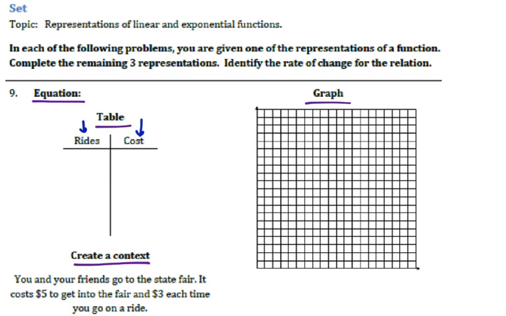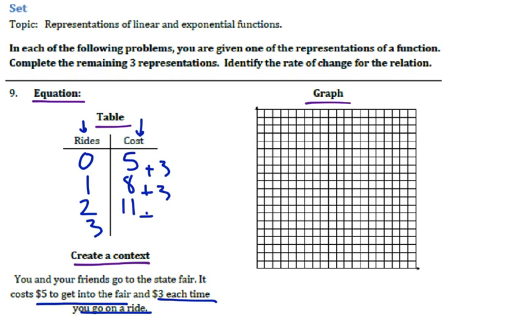So if we don't go on any rides but we go to the fair, how much would it cost? Well, it costs $5. That's what they told us. Okay, and it's $3 each time you go on a ride. So if I go on one ride, well, I paid the $5 to get in plus the $3 to ride the ride. If I went on 2, well, we'd have to add $3 more to it, right? If I went on 3, we'd add $3 more to it. And you could keep going, but that's enough.